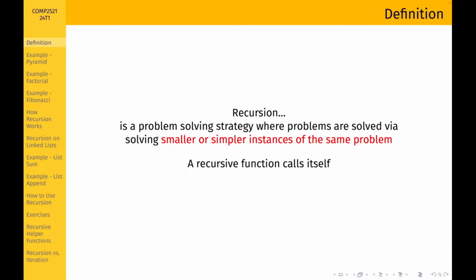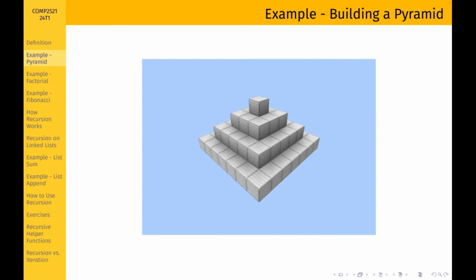Now, before we even go into any coding examples of recursion, we're going to start with this example over here: building a pyramid, from a game that you might have heard of before. Suppose that I'm playing the game, and I see one of these pyramids, and I think that looks pretty nice, and I want to build one myself. So I ask you, how can I build this pyramid?